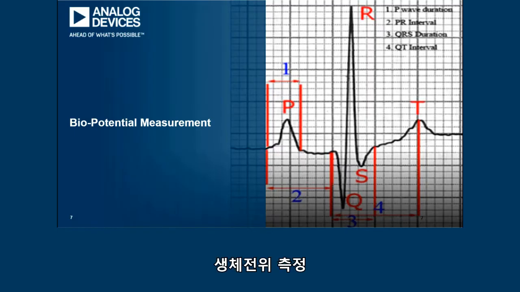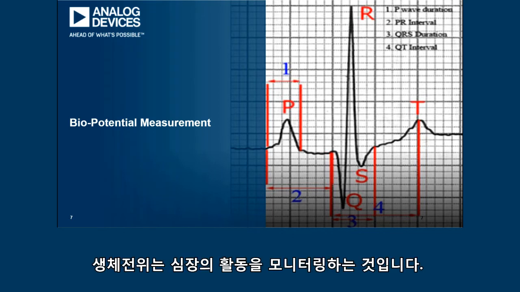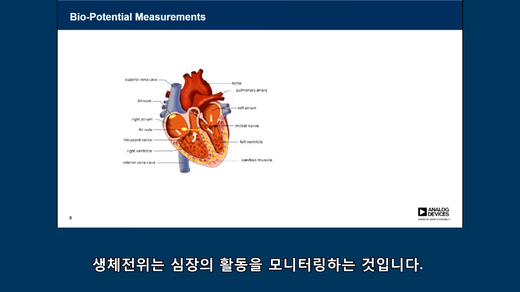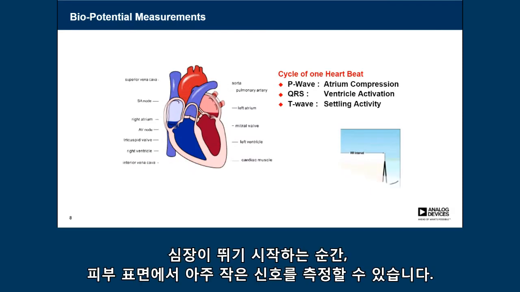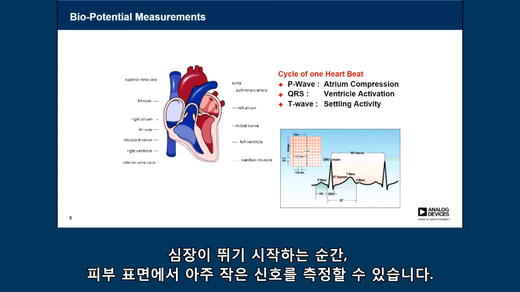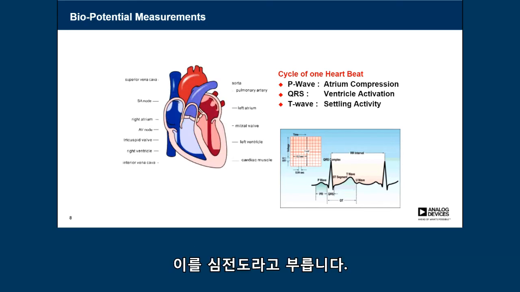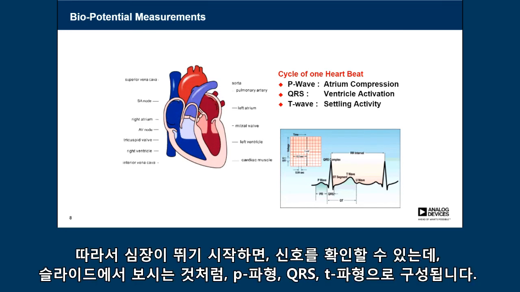Biopotential measurement. What is biopotential measurement? In fact, biopotential is that you monitor the activity of the heart. So at the moment that the heart starts to beat, you will be able to measure very small signals at the skin surface, what we call electrocardiogram or electrocardiography. So when the heart starts to beat, you have a signal, what you can see on the slide, that's built out of a P wave, a QRS and a T wave.